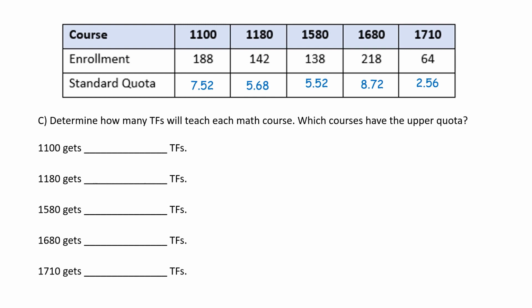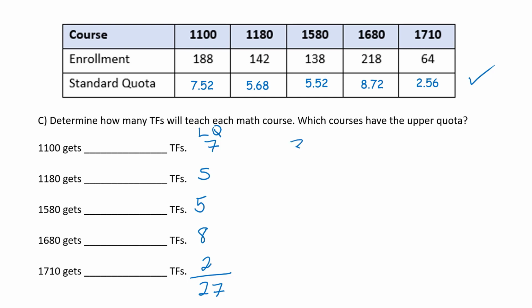Hamilton's method, we find the standard quotas first. That's done. Now we assign the lower quotas. The lower quotas are just the integer portion and we ignore the decimals. So 1100 is 7, 1180 is 5, 1580 is also 5, 1680 is 8, and 1710 is 2. Let's add those up. I got 27 TAs.